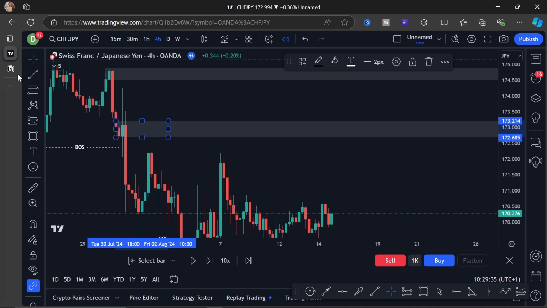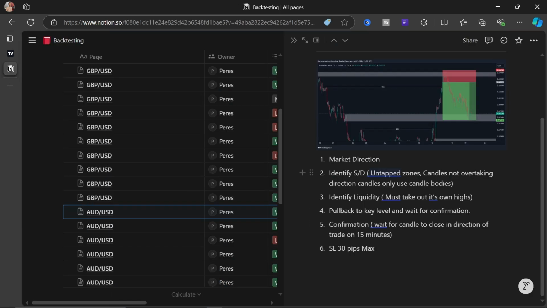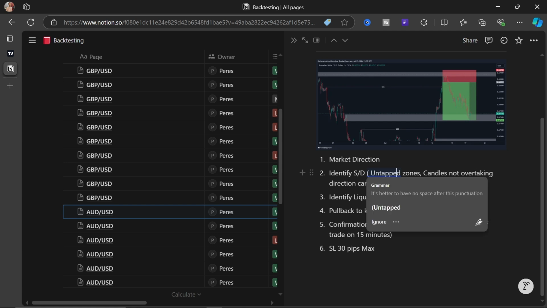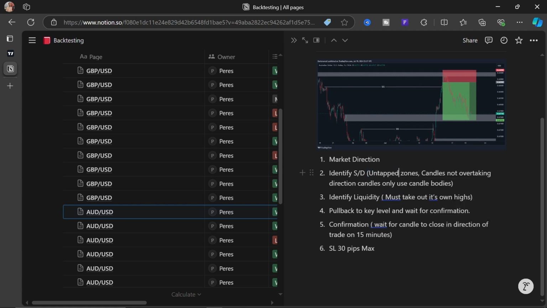As you can see, remember the rules. It said what? Identify supply and demand levels. So make sure the zones are untapped, meaning no other market has come back in there. And then secondly, candles not overtaking directional candles. This simply means that the bullish candle you are using to identify your supply level should not be bigger than the bearish candle that came immediately after it. That's what we mean by the directional candles.